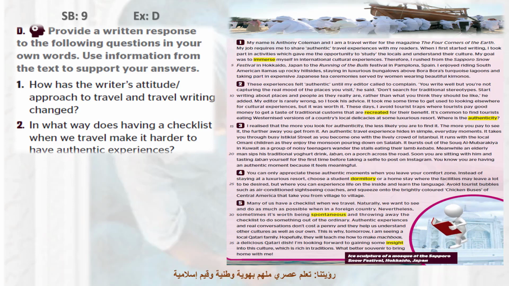It comes in a table of 2 parts. In the first part, you have to provide an answer. And in the following part, or the second part, you have to give evidence for your answer, of course, from the text. Let's read question number 1. How has the writer's attitude or approach to travel and travel writing changed?